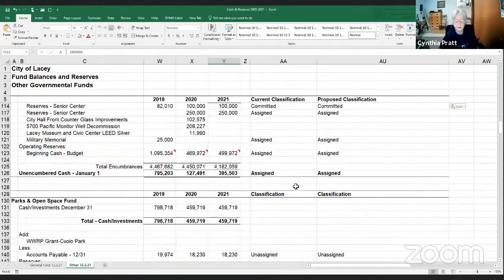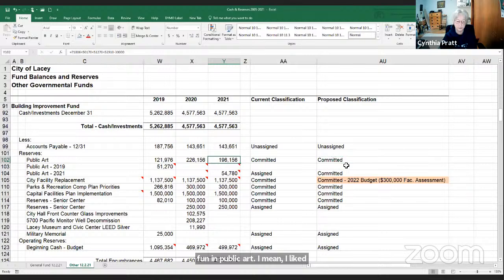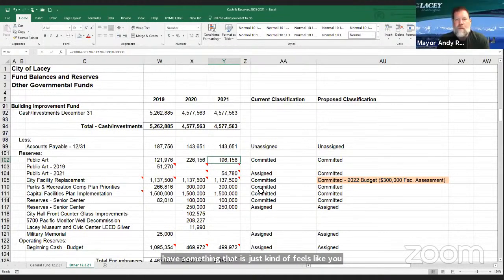I would love to see us do something really fun in public art. I like the memorial, but that's a pretty serious art project. It'd be nice to have something that feels like you can smile at it. Yeah, they're working on the plan right now, and I think there's some really cool stuff in it. Can't wait to get an update on that.